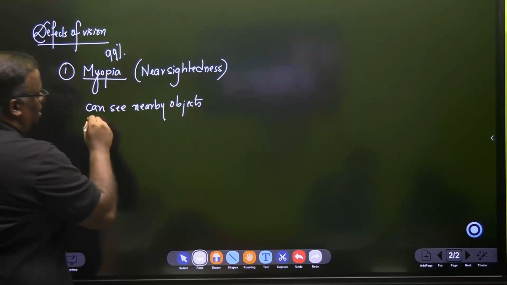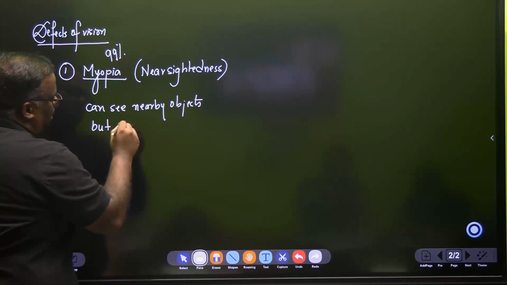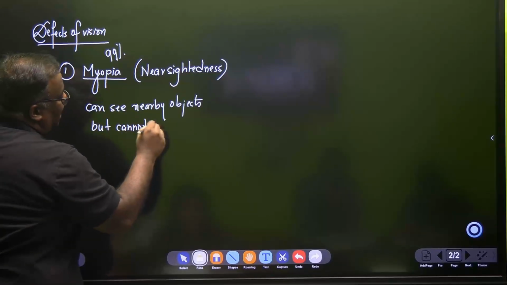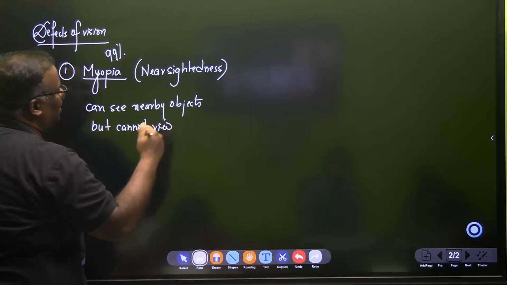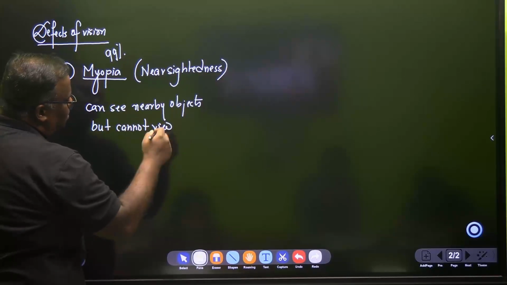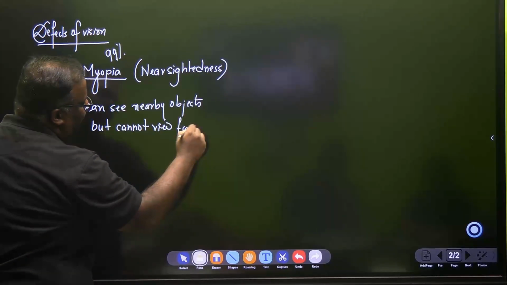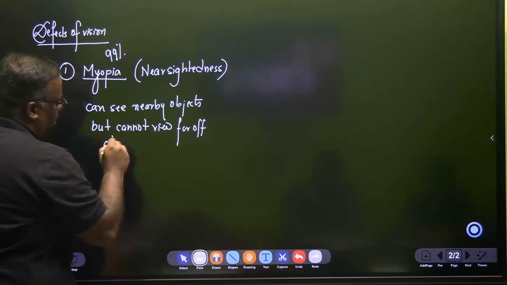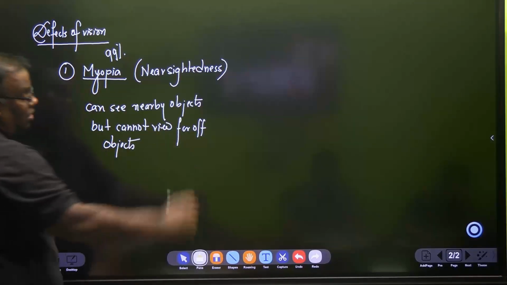And this is the plus or minus. I'll come to that, but cannot. That interesting thing you will get to know more in grade 10. Now you will not understand the mathematics, but I'll try to explain you. Can see nearby objects but cannot view far off objects. दूर को नहीं देख सकता है ये बच्चा, ठीक है.